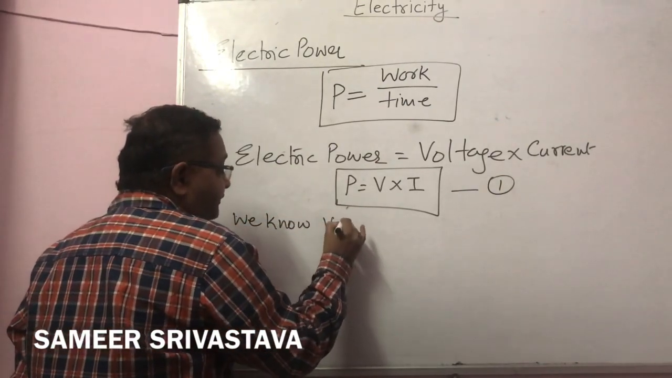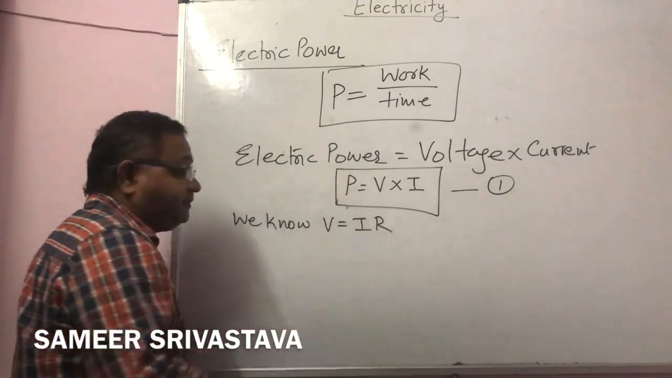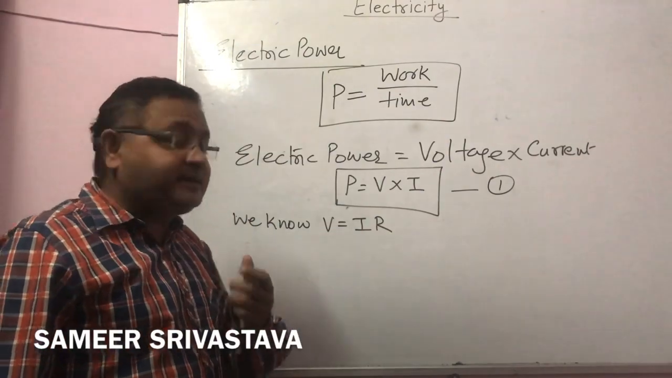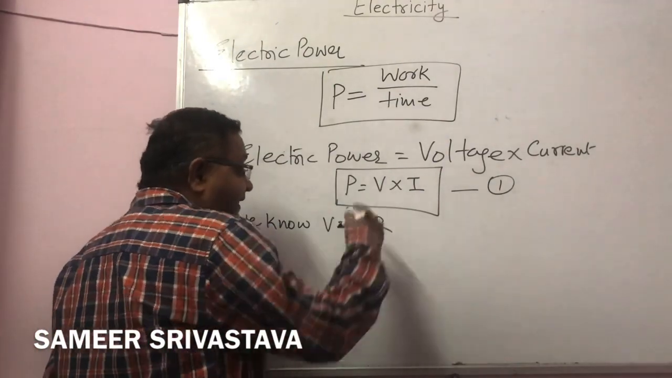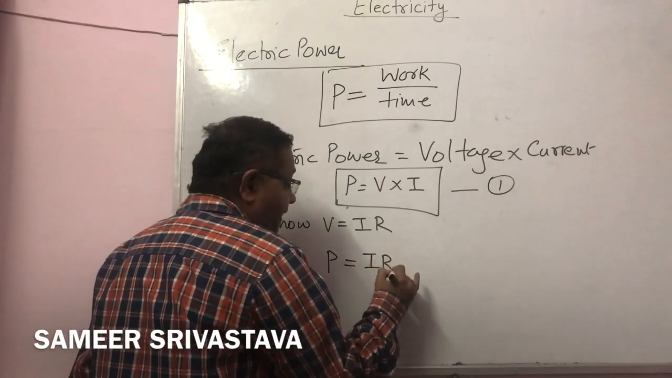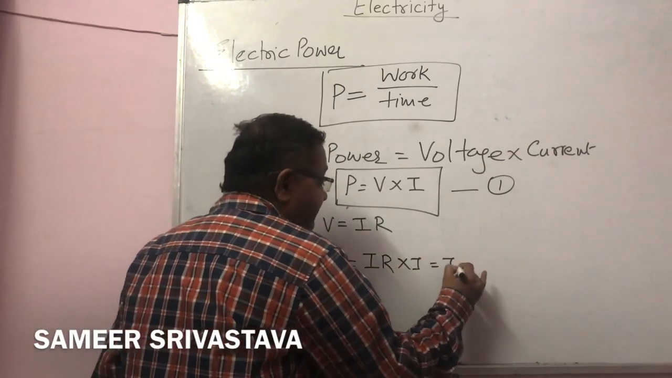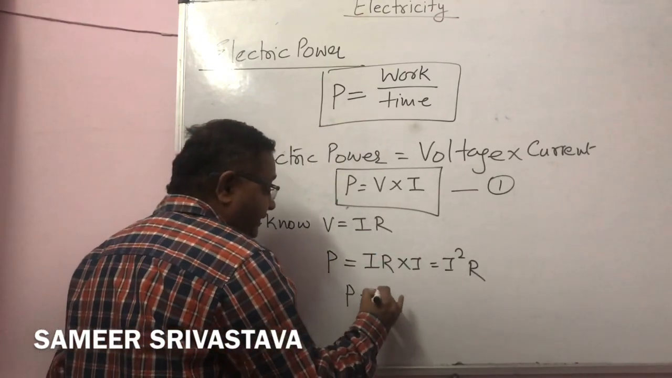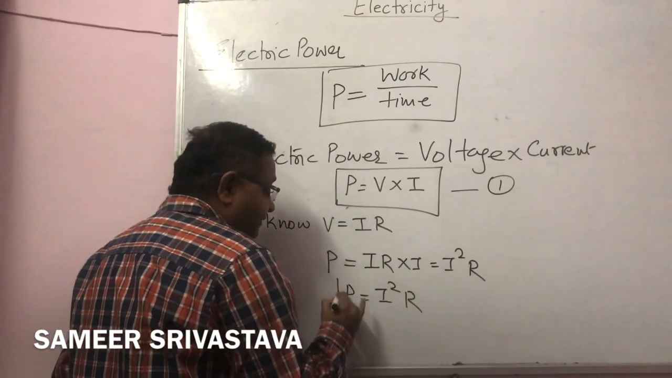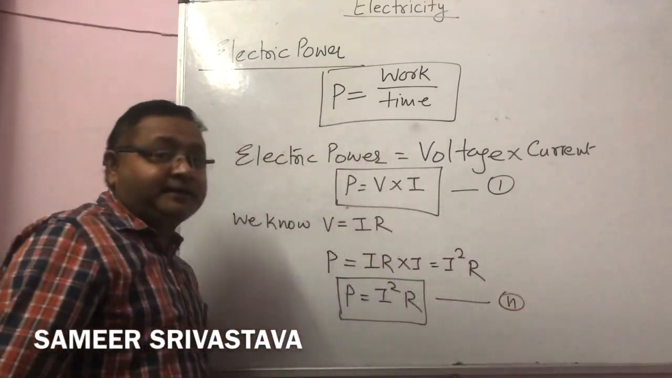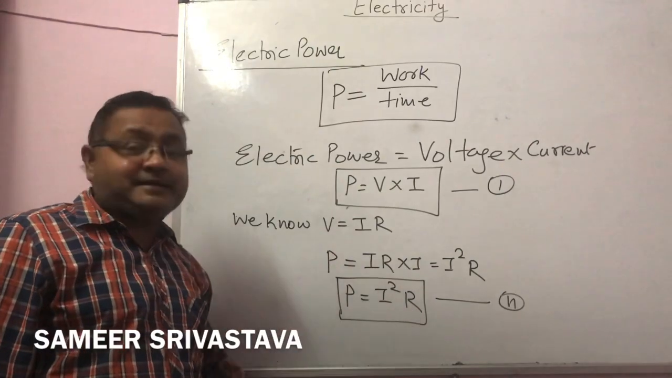Now, we know the value of V: V is equal to IR when the supply is connected with a component of resistance. Now if we put V here, what is the new formula for power? I into R into I, which is I square R. This is the second formula for power, I square R. We use this formula to find the power when in the question current and resistance are given.